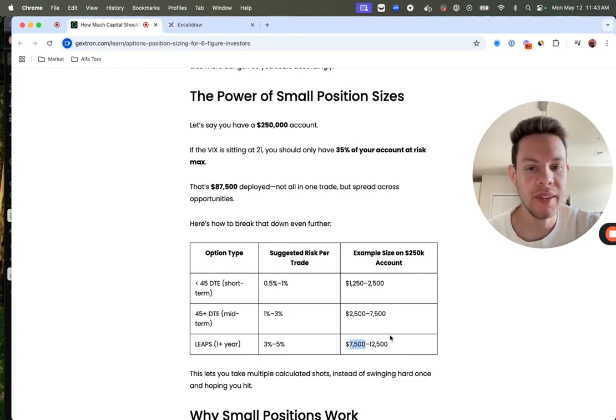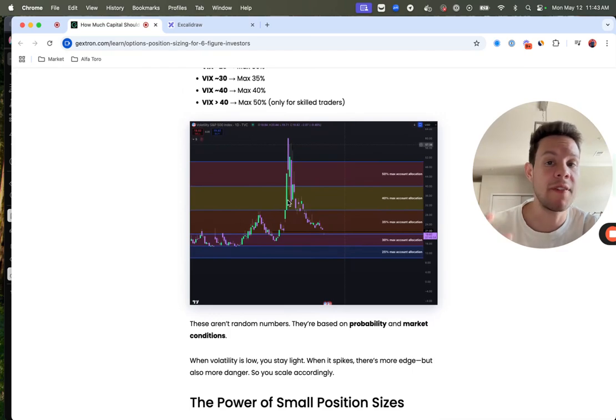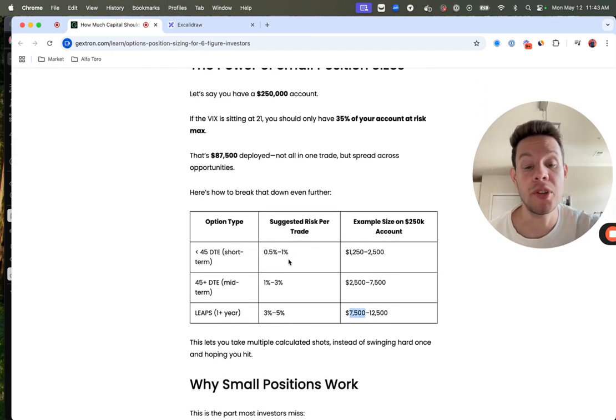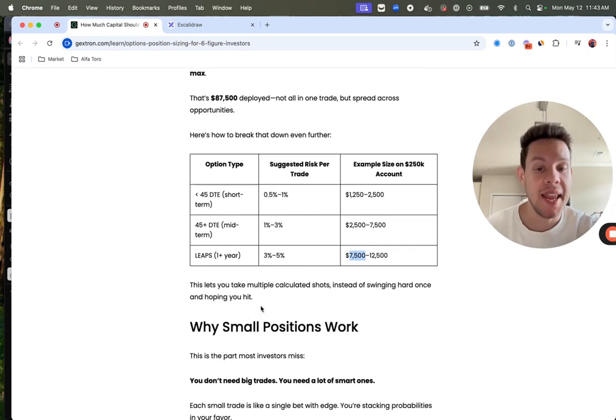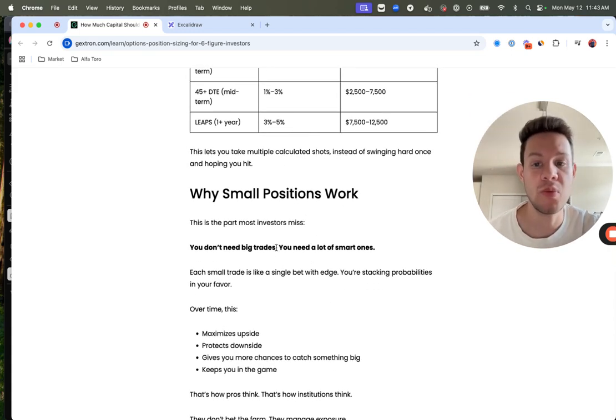Okay. This is how we like to size into our trades based on days to expiration, based on what the VIX level is, right? How much we're able to allocate to the market. And so this lets us take multiple calculated shots instead of swinging hard once and hoping it hits, right? So it's all about staying small. It's all about taking as many chances as possible to give you the probability of becoming profitable by the end of the year. Okay? So why do small positions work?